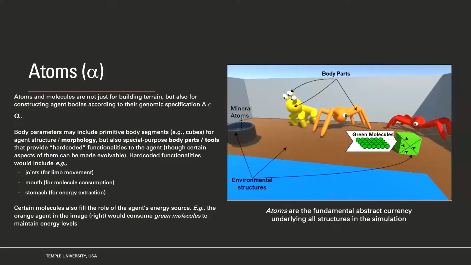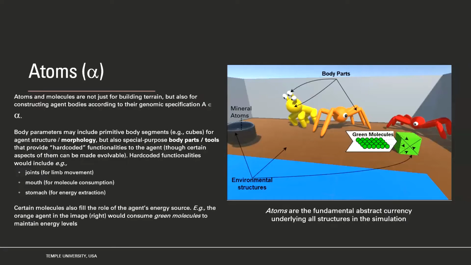Atoms and molecules are not only for building the terrain, but also for constructing the agent bodies according to their genomic specification. So the bodily parameters could include primitive body segments, for example, cubes, which are scaled in different directions to create an agent morphology, but also atoms would be traded for special purpose body parts or tools that provide hard-coded functionalities to the agent. Although I say hard-coded, certain aspects of them could be made evolvable.